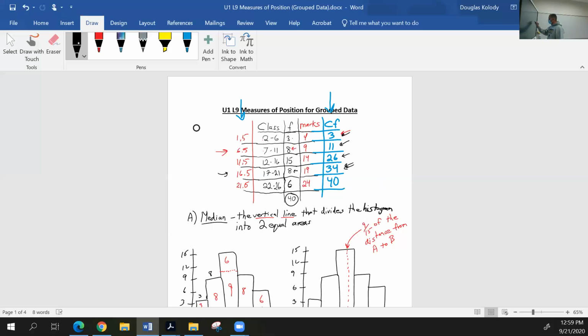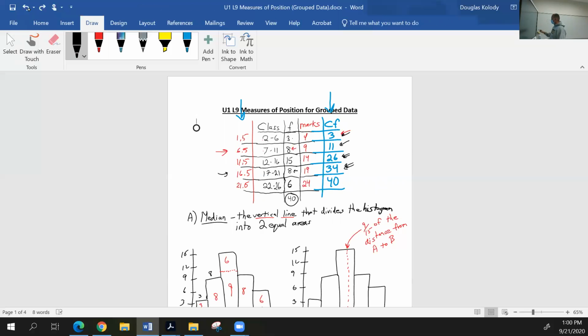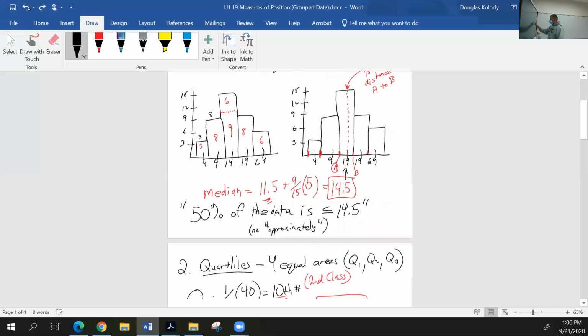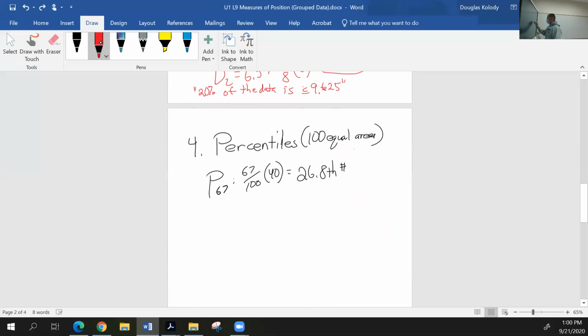Wait a second. After 3 classes, there's 26 numbers. 26.8 is just beyond 26. So wait a second. So that means the 67th percentile is just barely in the 4th class. Like there's 26 numbers after 3 classes, so we need to just barely go into the 4th class. How many numbers are in the 4th class again? 8. What's the class boundary of the 4th class? 16.5. I got my finger just close enough that it did that, sorry. So 16.5. So this is just barely putting us in the 4th class.